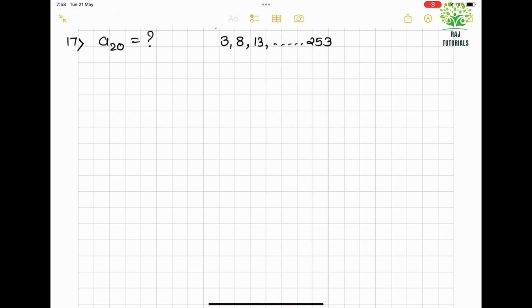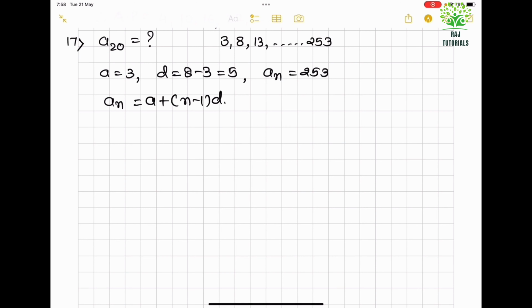Now the 17th one he has given. Find the 20th term from the last term of the AP 3, 8, 13, ..., 253. So see, A is 3, D will be 8 minus 3, so that will be 5, and An is 253. So I can directly say An = a + (n minus 1)d formula I have to use. So 253 equal to 3 plus 5 into (n minus 1).